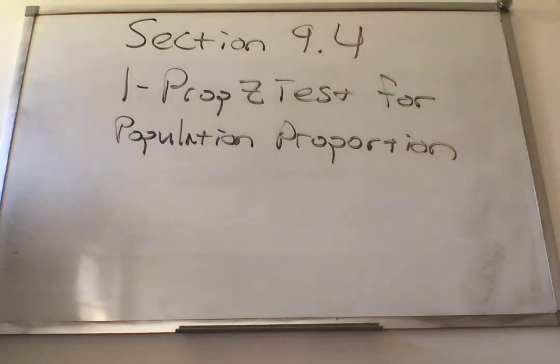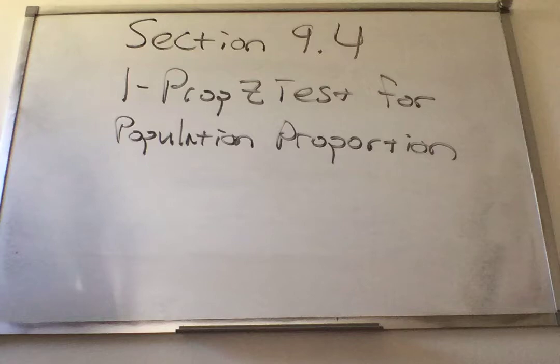This is the last section in Chapter 9, the last test we are going to go through for hypothesis testing. And then you guys will have your test over Chapter 7, Chapter 8, and Chapter 9. Okay? Now, this is a 1 proportion Z test to test proportions, so the population proportion.